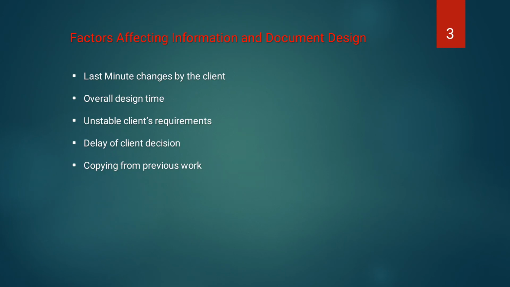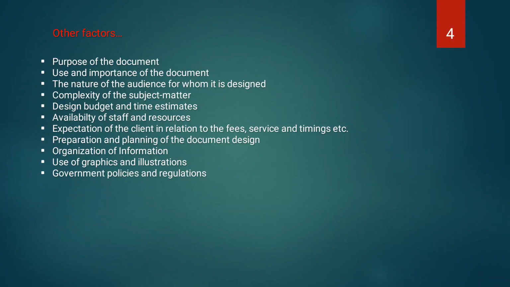So, these were the factors that have been affecting information and document design across various industries and organizations. There are other factors also. Let's see what those are in the next slide. Yes, besides these five factors, the other factors that affect the information and document design are listed below. They are the purpose of the document, the use and importance of the document, the nature of the audience for whom it is designed, the complexity of the subject matter, design budget and time estimates, and so on and so forth.